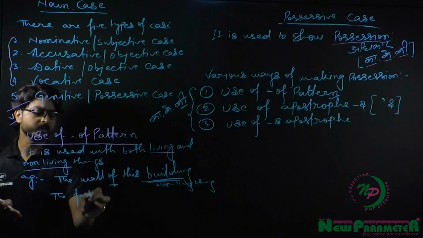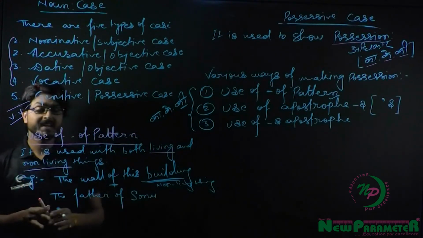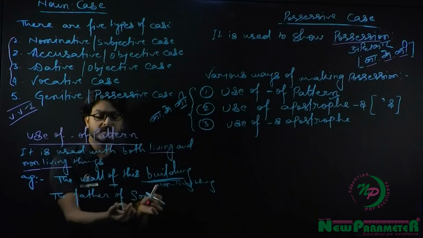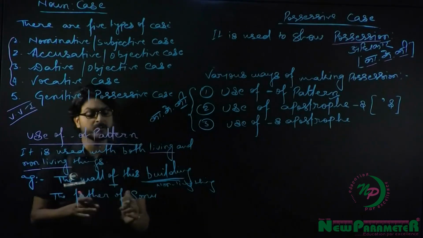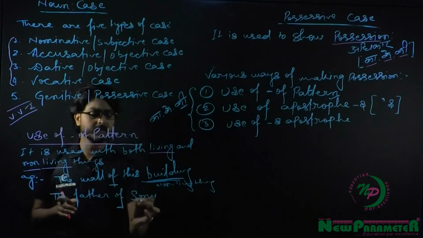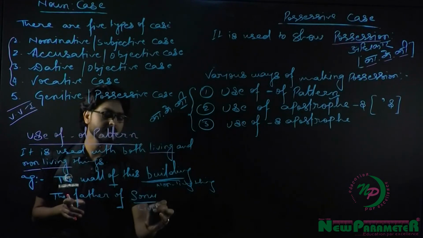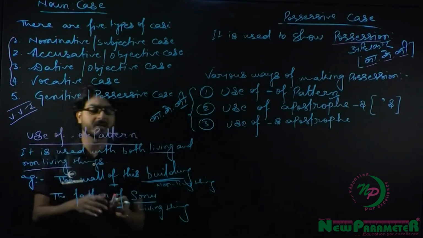Now another example. The father of Sonu. Again it gives the sense of Sonu ke pita. It gives you the sense of ka ke ki. And now in this example, we have used of pattern with this living thing. So we don't have any restriction to use of pattern.